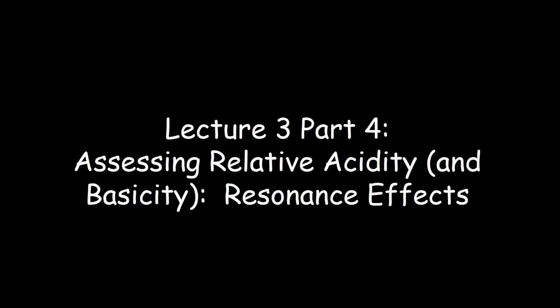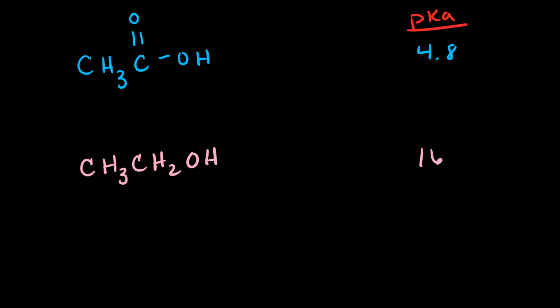Now let's take a look at the third factor that we evaluate when we're ranking a series of acids or bases according to strength, and that is resonance effects. Let's compare acetic acid on the top in blue to ethanol on the bottom in pink. It's obvious from the pKa values that acetic acid is considerably more acidic than ethanol. And once again, we're left to answer why.